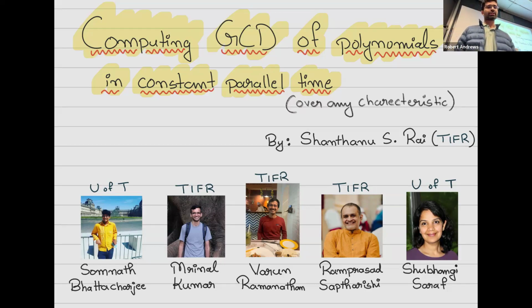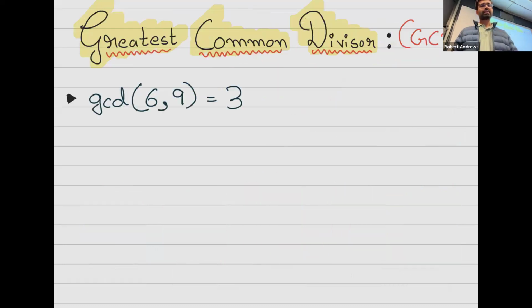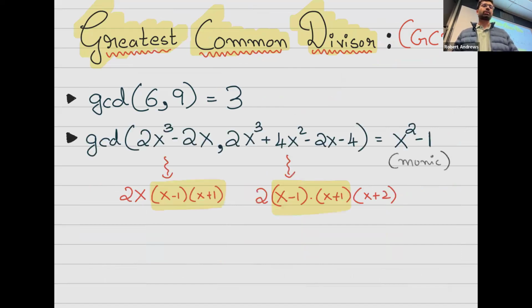This is joint work with Mrinal, Varun, and Ramprasad from TIFR, and Somnath and Shivangi from University of Toronto. Feel free to stop me at any point if you have any questions during the talk. The talk will be about the greatest common divisor, or the GCD, and we will be interested in the GCD of polynomials. The GCD of two polynomials is the common factor of the largest degree. And I would like to insist that to define a unique polynomial as the GCD, the GCD is monic.